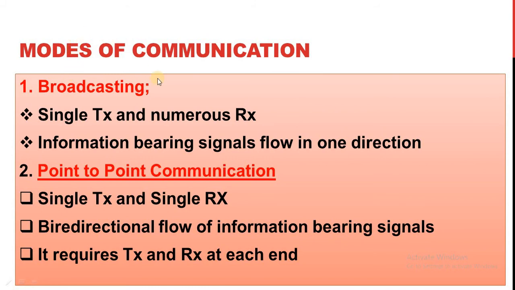Next one, we are moving on to the modes of communication. There are two modes of communication available: broadcasting and point-to-point communication. In broadcasting, there is a single transmitter and numerous receivers. In broadcasting, information bearing signals flow only in one direction. Whereas in point-to-point communication, there is only a single transmitter and a single receiver. Here, information bearing signals flow in both directions. It requires a transmitter and receiver at each end.